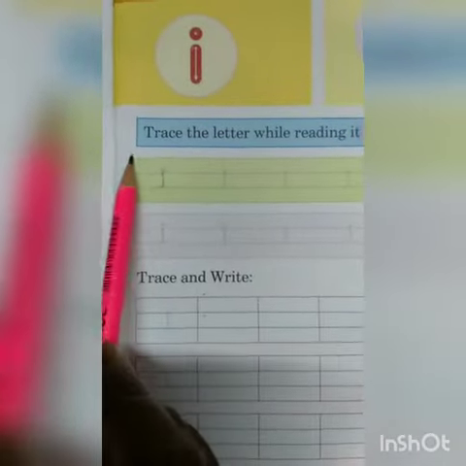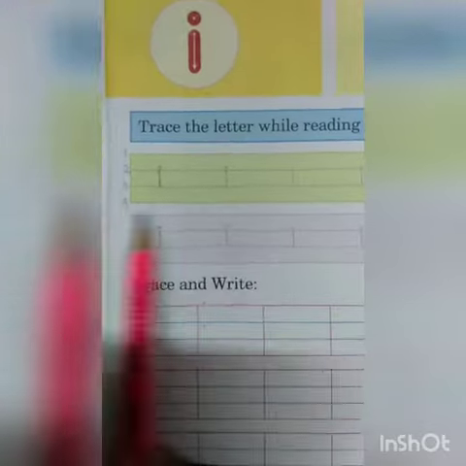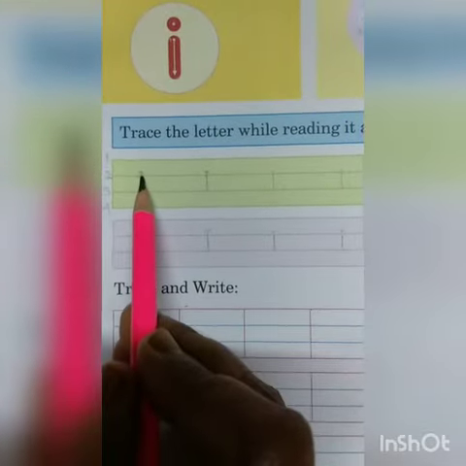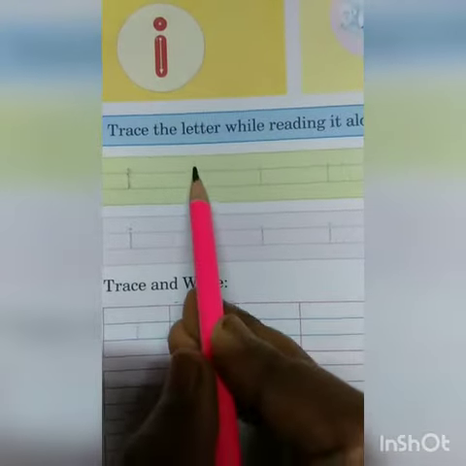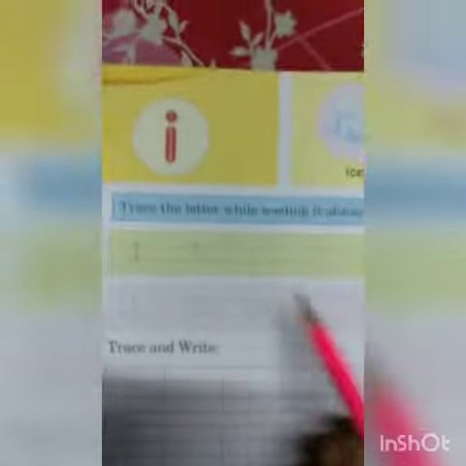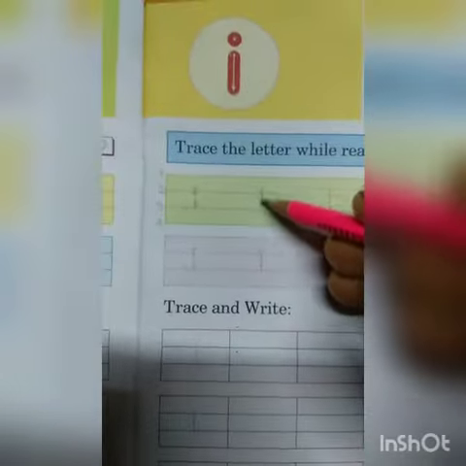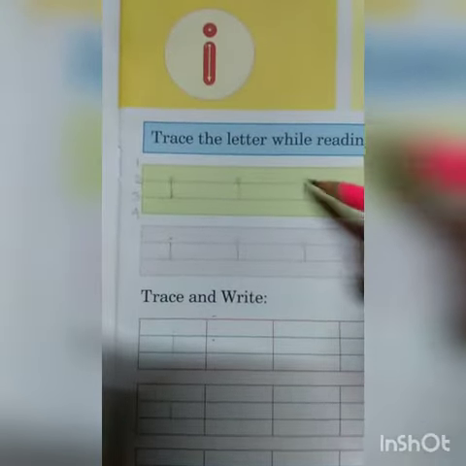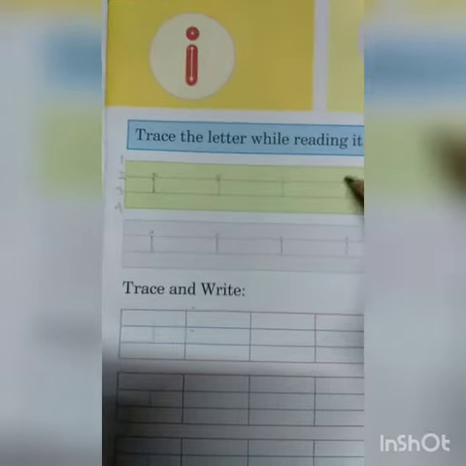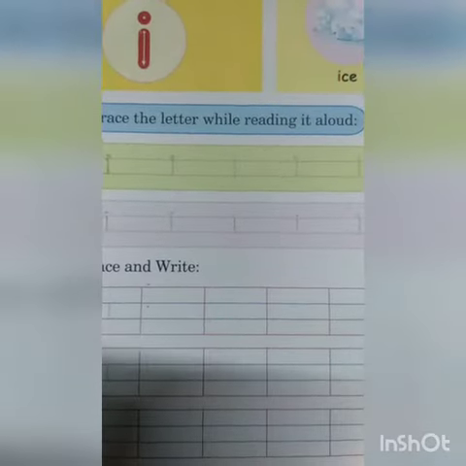So there are four lines, 1, 2, 3, 4 lines here. You have to just follow the line and trace the I. This is small letter I. I is for ice, I is for iron. So you have to trace the I. Okay, I, small letter I.